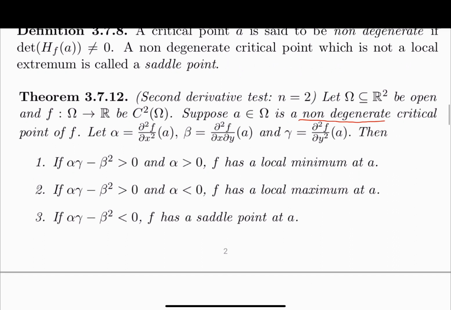So what this is basically saying is that for n equals 2, if you look at the corresponding Hessian matrix of f at A, it looks like ∂²f/∂x², ∂²f/∂x∂y, because this is a symmetric matrix, ∂²f/∂x∂y and ∂²f/∂y². So it is saying that if this Hessian matrix is positive definite, then f has a local minimum at A. If this is negative definite, then f has a local maximum at A. And if this matrix is indefinite, then f has a saddle point at A.